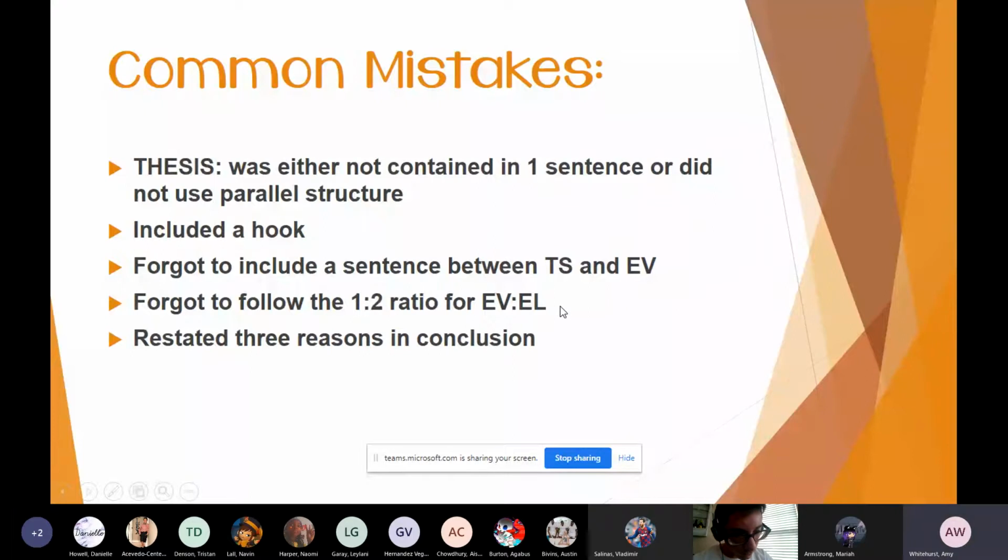Another thing that I noticed in the essays is that a lot of us were forgetting to use the 1-to-2 ratio for evidence and elaboration. Now, this might be something that you haven't heard of, but the concept is simple. For every one piece of evidence, you need to have a minimum of 2 pieces of elaboration. I'm going to say that again because I know some of you might be trying to get the notes. For every one piece of evidence, you need to have a minimum of 2 sentences of elaboration.